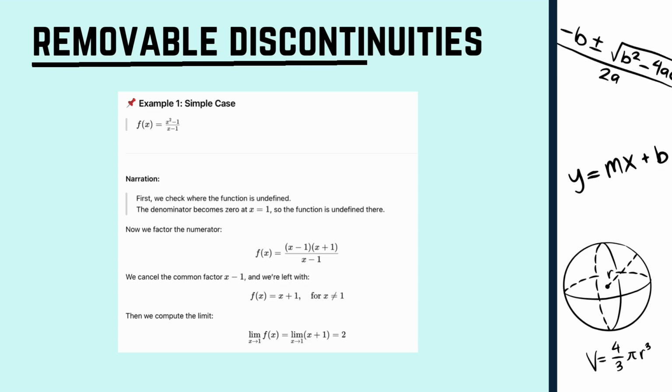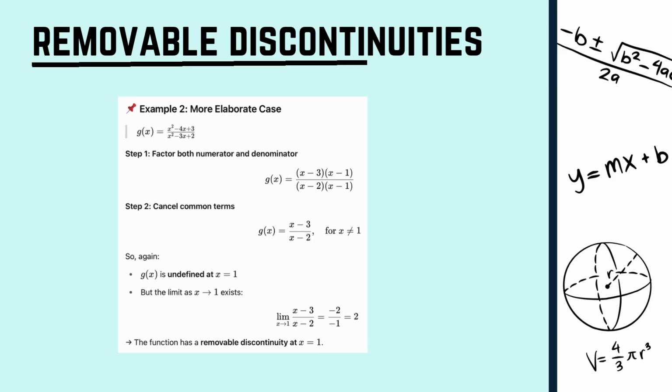One example was f(x) = (x² − 1)/(x − 1). We factor the numerator as (x − 1)(x + 1), then cancel out x − 1 from top and bottom. This gives us f(x) = x + 1 for all x not equal to 1. The function is undefined at x = 1, but the limit exists. This means we have a removable discontinuity, a hole at x = 1, that could be patched by redefining the function at that point.